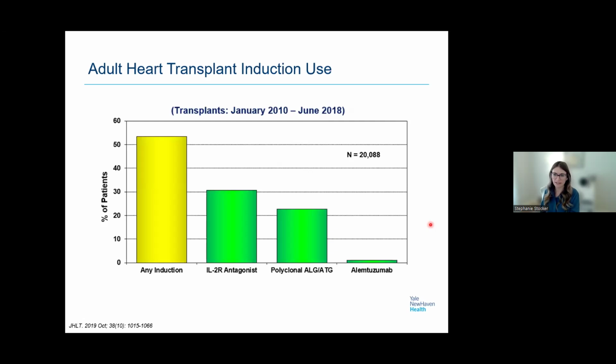So this data is getting a little bit older, 2019, but this came out of JHLT and really shows that only about 55% of transplants are getting induction, most of them with basiliximab, but some of them with thymoglobulin, and again, alemtuzumab is not as commonly used in heart transplant. So really all over the board in terms of induction use around the world.